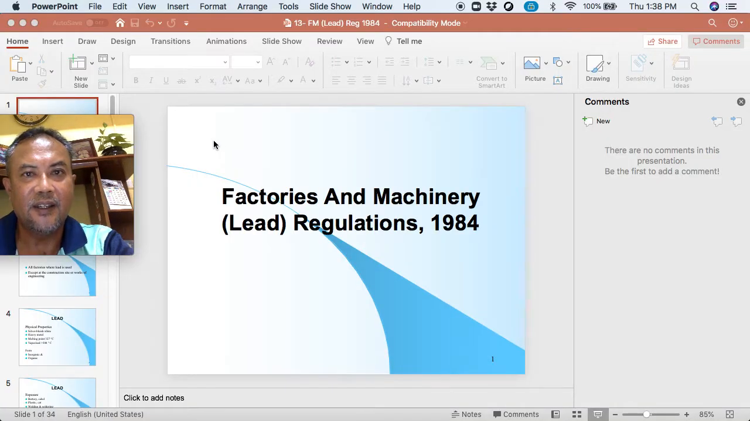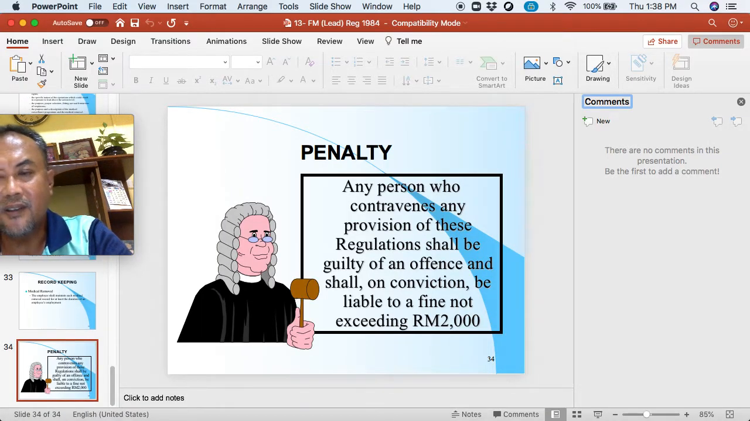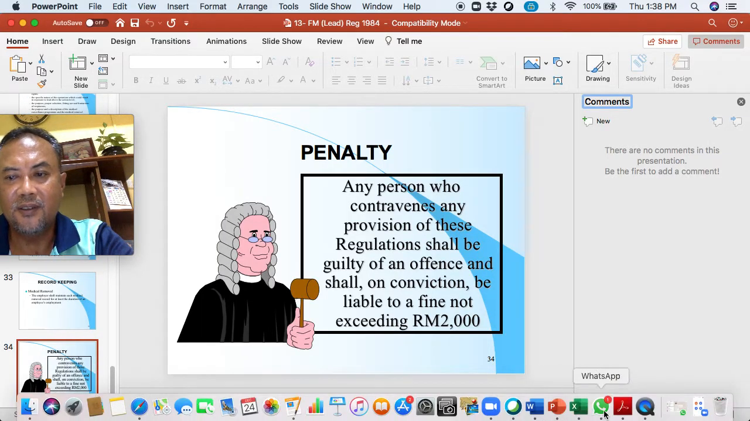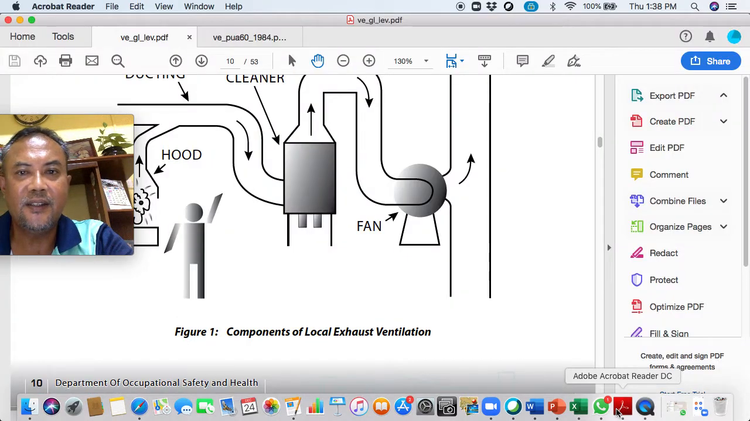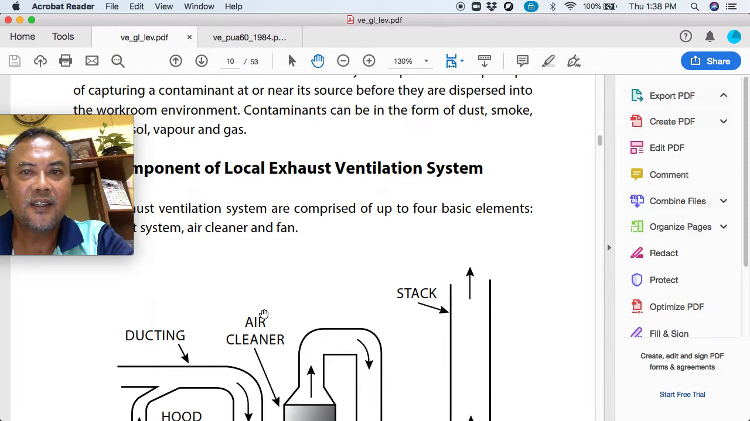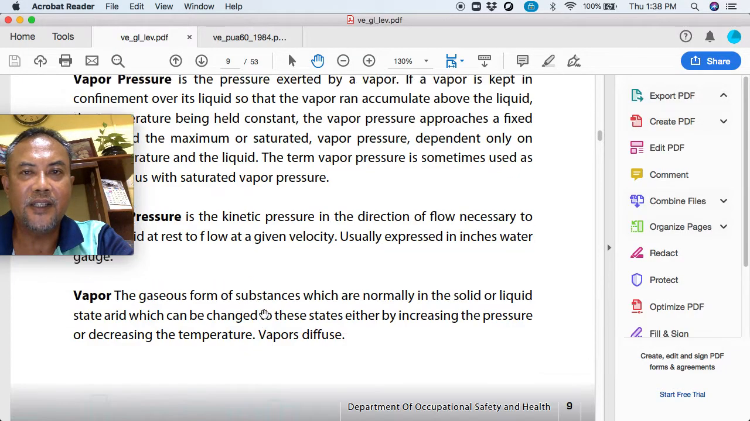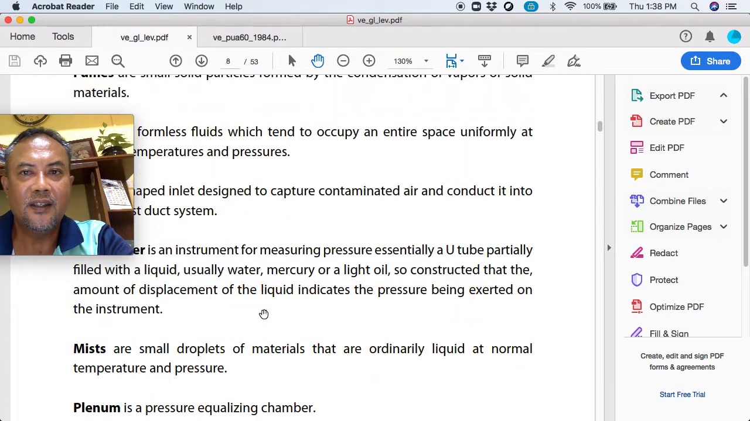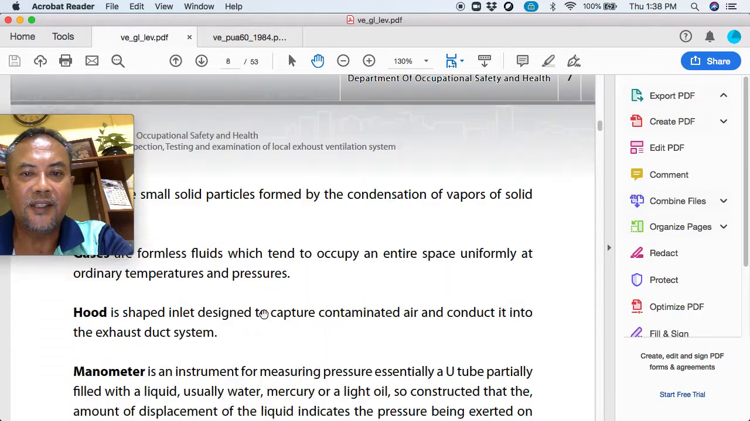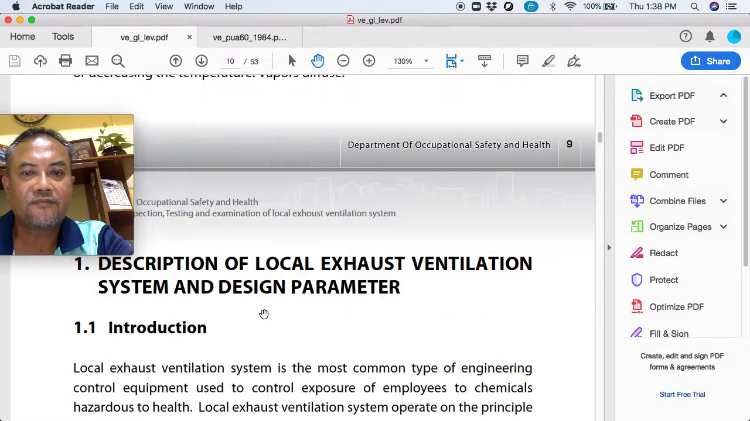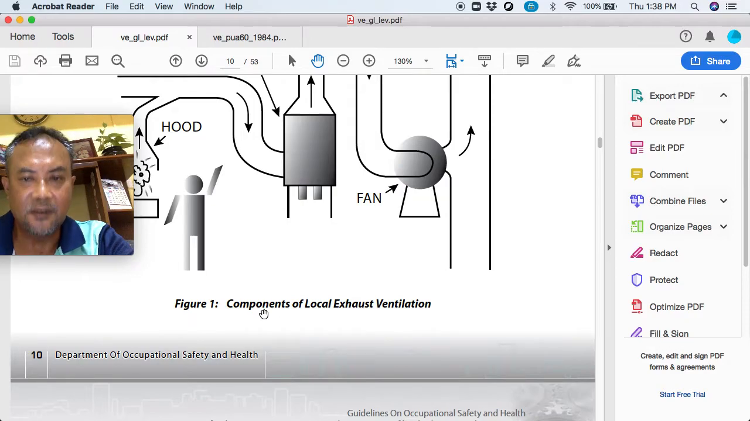Okay. So this is talking about the regulation of the act. So if you have time, I want you all to read. I will show you this ventilation, what is this, exhaust ventilation guideline. So it has a system.